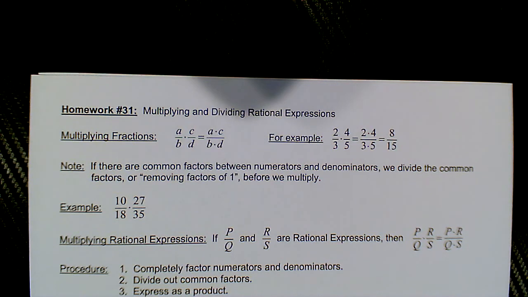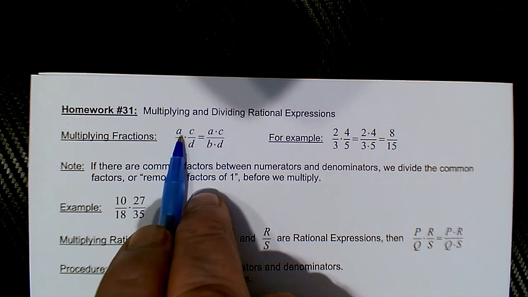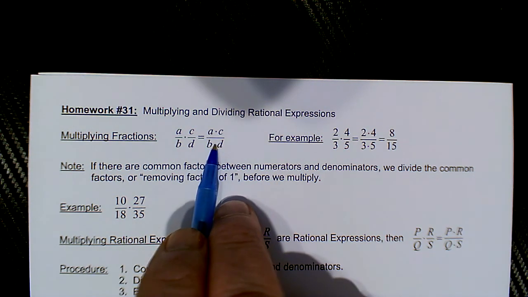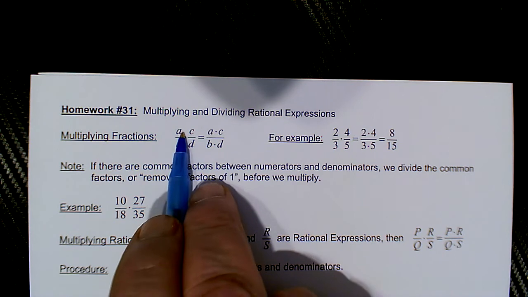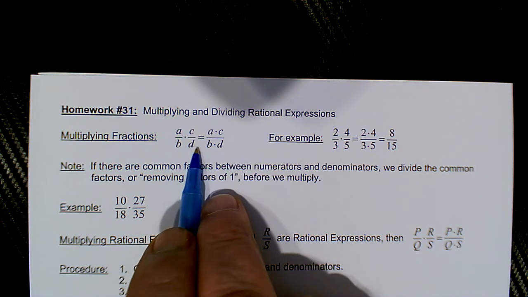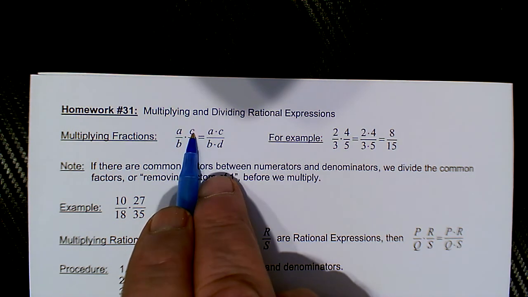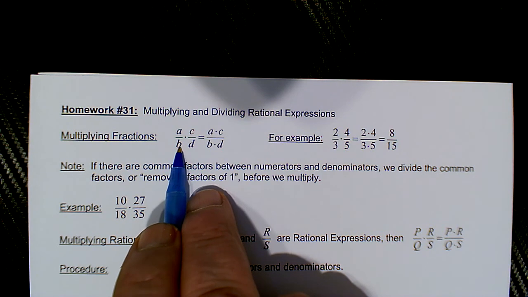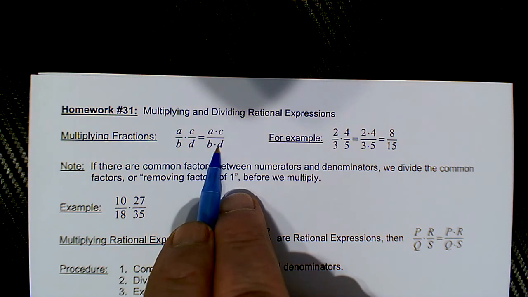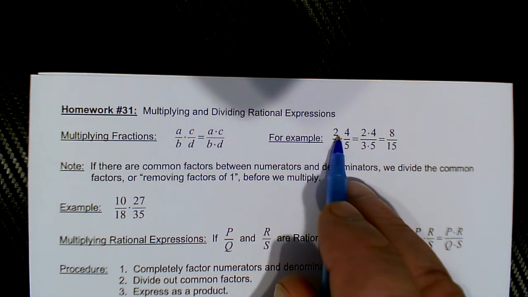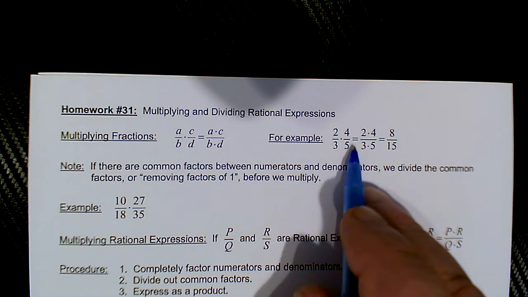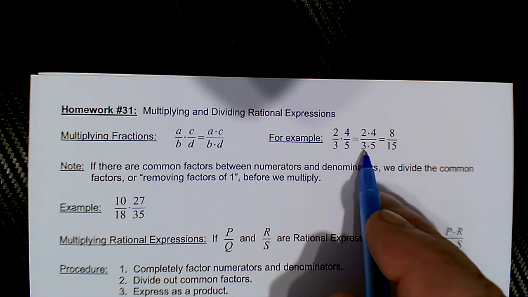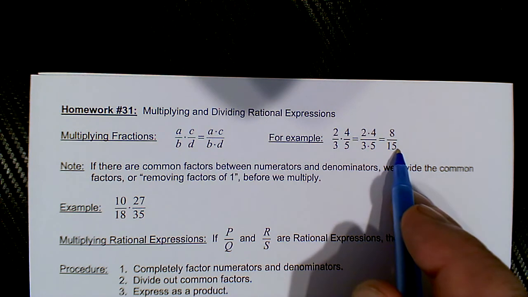When we multiply fractions, we basically just multiply their numerators and multiply their denominators and keep them as a fraction. So in general, a over b times c over d would be a times c, multiplying the numerators, over b times d, multiplying the denominators. Here's an example where we have 2/3 times 4/5. So we just simply multiply 2 times 4 to get 8 and 3 times 5 to get 15.